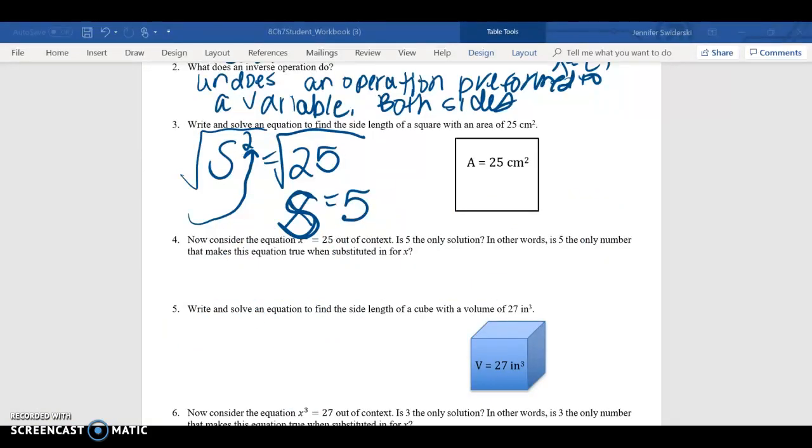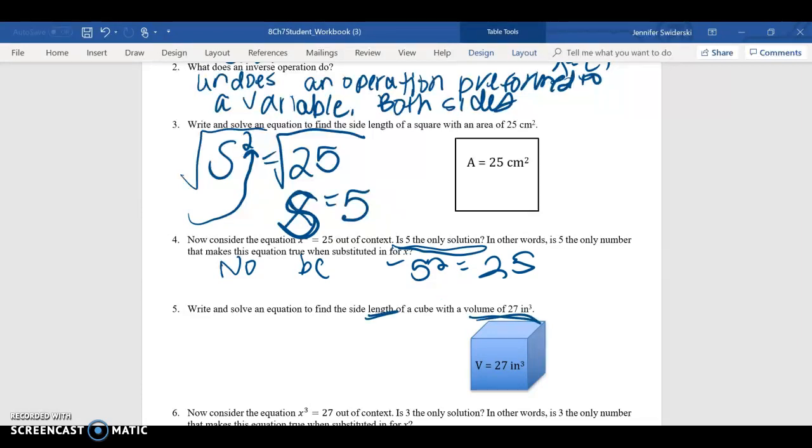Now they say, consider the equation x squared equals 25 out of context. Is 5 the only solution for this? In other words, is 5 the only number that makes this equation true when substituted for x? And the answer is no, because negative 5 squared is also 25.